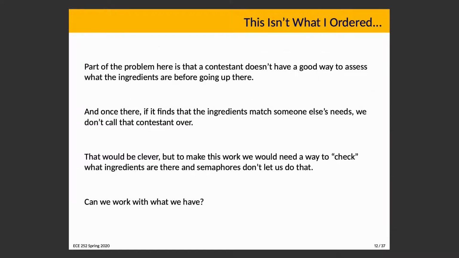Okay. So part of the problem that we have is that a contestant doesn't have a good way to assess what the ingredients are before they try to get them. And once it's there, if it finds the ingredients match someone else's needs, we don't call that contestant over. If you are contestant C and you get up to the table and you see, oh, what I have here is actually a better match for contestant A, you don't say, oh, actually I'm going to skip this turn and let contestant A have these things. That would be clever, but to make that work, we would need a way to check what ingredients are there, and semaphores kind of don't let us do that.